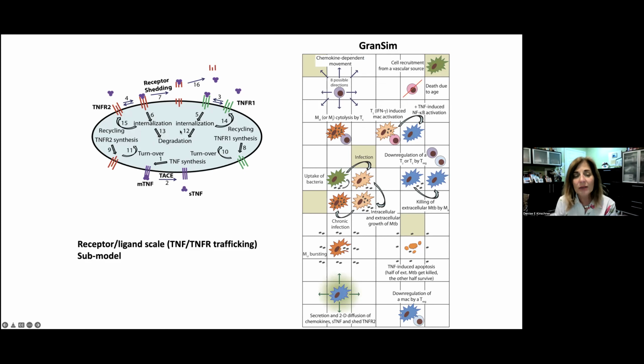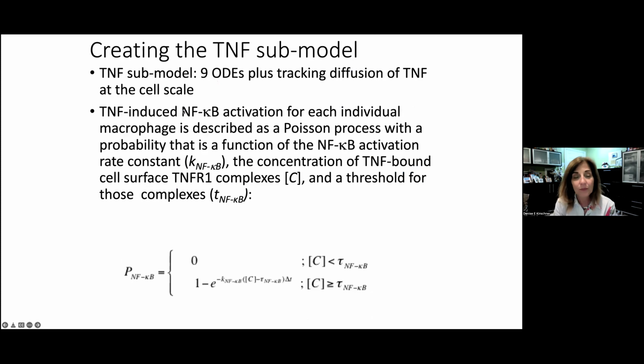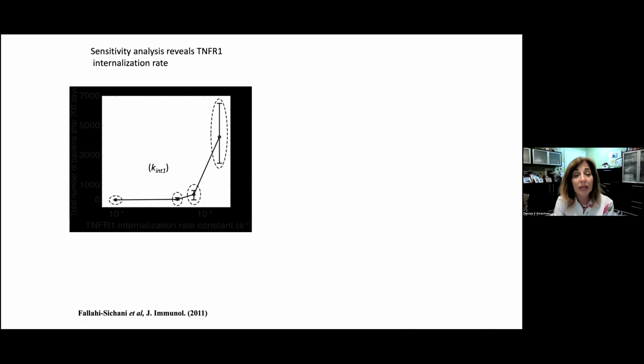It's a receptor ligand, basically scale model, and that is going to run inside every single macrophage in my agent-based model. Okay, that's a lot, right? It already takes 30 minutes to run GranSim, and now you're going to run 15 equations inside of every one of the macrophages in this model that are processing what's going on with this molecule TNF. And so, there's 9, sorry, there's 9 ODEs that create this TNF submodel. I won't go into that today, but it's very complex.